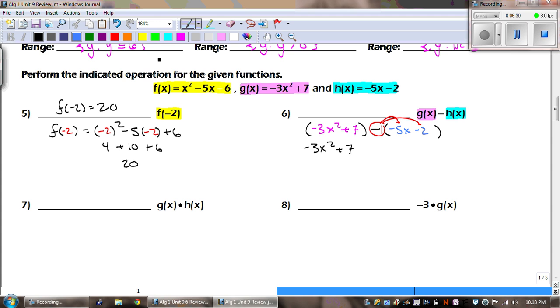And when we multiply by a -1, the only thing that changes are the signs. So a negative times a negative would make that a positive 5x. A negative times a negative would make that a positive 2. Okay, and the last thing to do would be to combine your like terms. The only like terms that we have are the 7 and the 2, and then we're going to write that all in standard form. Good, so the highest exponent goes first, the -3x squared plus 5x plus 9.